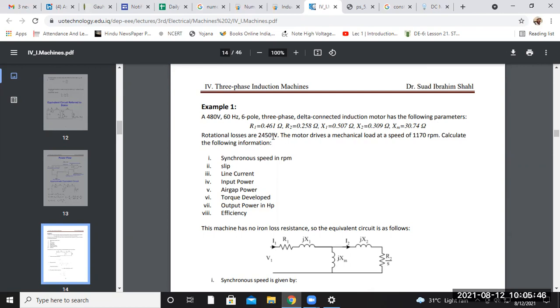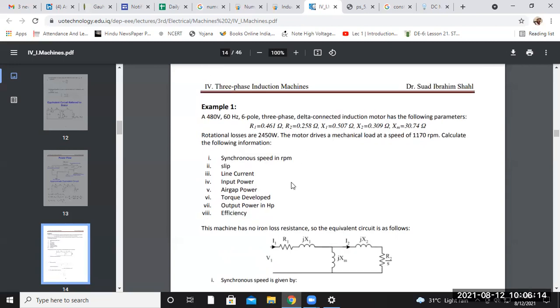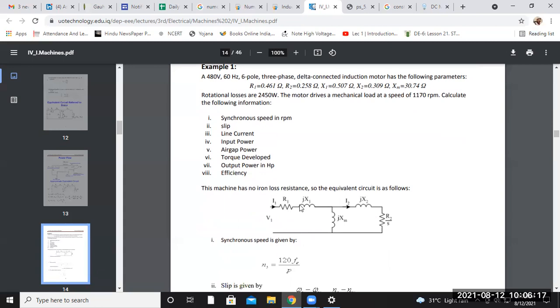Now, the induction motor has other parameters. Primary or stator resistance is given, rotor resistance is given, stator reactance is provided, rotor reactance is provided, and the magnetizing reactance is also given. The losses are given as 2450 watt. The mechanical load is such that the machine is rotating at a speed of 1170 rpm. Now we have to calculate these parameters. Just write the numerical, just write the parameters, then I will explain the whole phenomenon. Just wait.